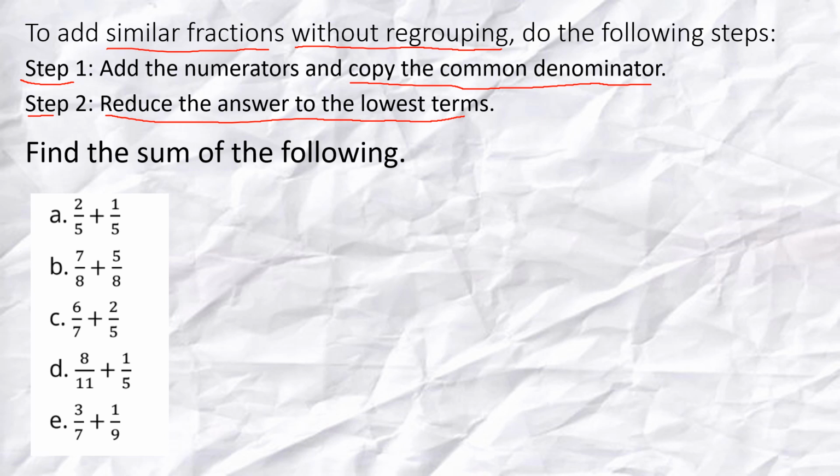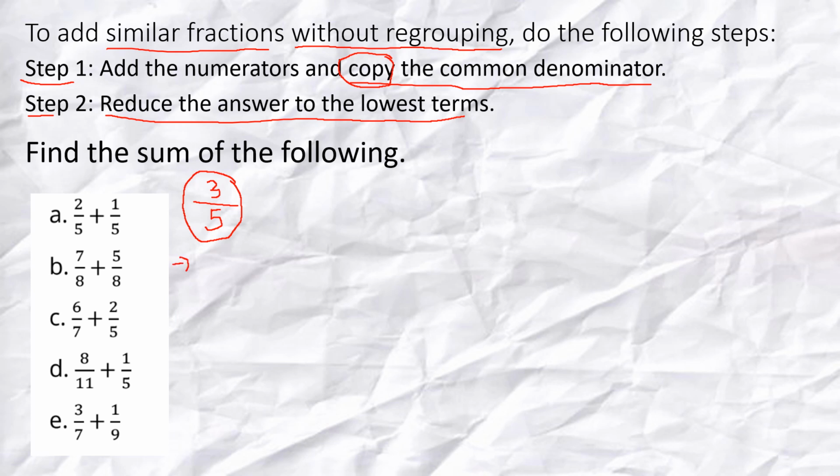Again, add the numerators. 2 plus 1, that is 3. Next, for the denominator, which is the number at the bottom, you will not do anything on those numbers. All you have to do is copy the denominator. Since 3 over 5 is already in the lowest term, this is now your final answer.